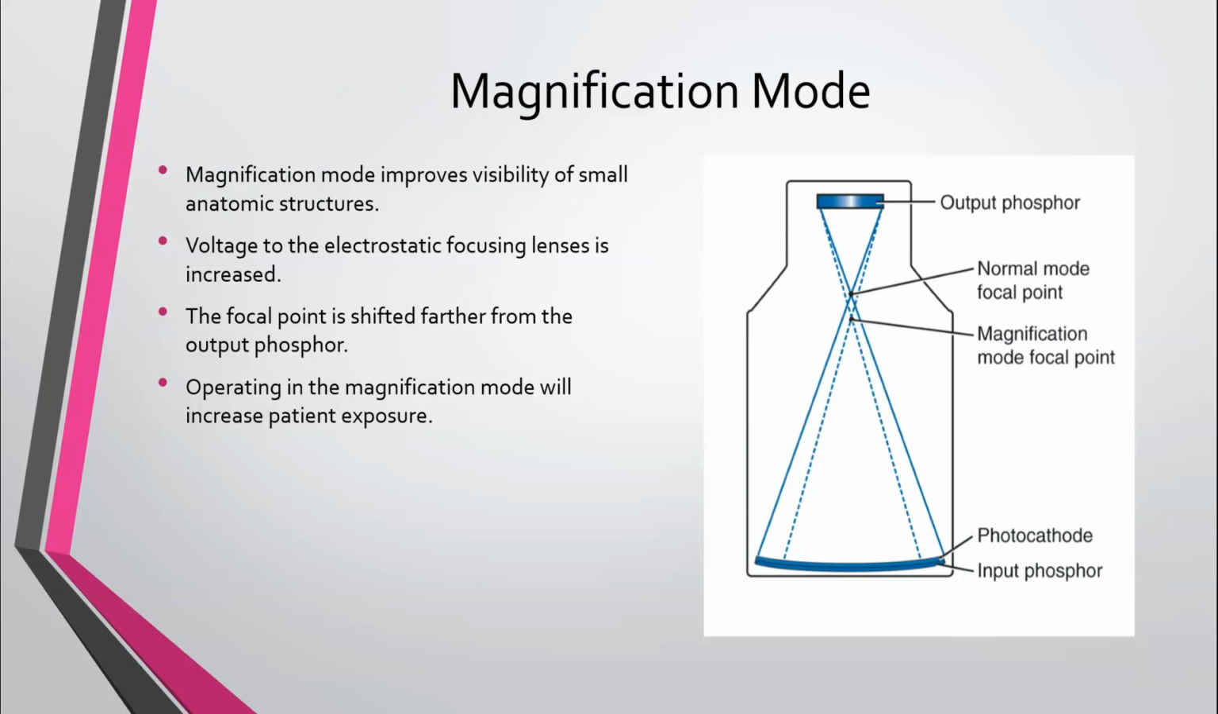Mag mode, okay. Magnification mode improves visibility of small anatomical structures. Voltage through the electrostatic lenses is increased, and the focal point right here is shifted further away from the anode. So operating in mag mode will increase patient exposure, so it does kick up the exposure.